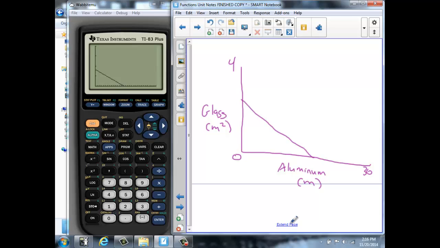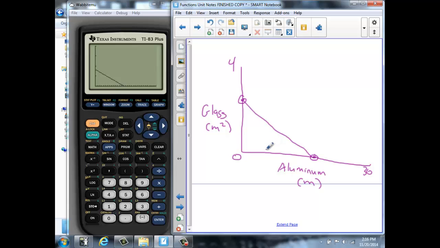Okay. Before I go on, let's talk about this a little bit. What does this intercept over here mean? Where you buy only aluminum and no glass. Yeah, this means that you spent all your money on aluminum and you didn't buy any glass. That's stupid. You need some glass for the table. This intercept right here means you spent all your money on glass and you didn't spend any money on the aluminum itself. So you have a nice big sheet of glass, but how are you going to make a table out of it? Okay. Chances are it's probably going to be somewhere in the middle here where you're going to choose to build your table.